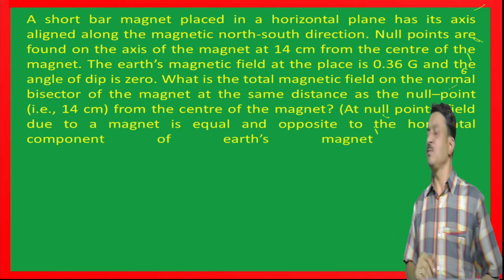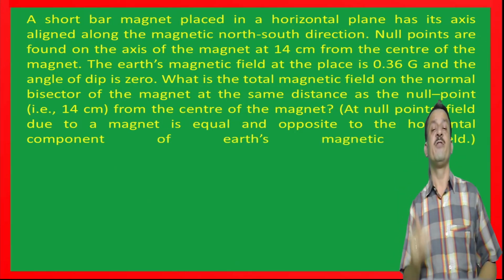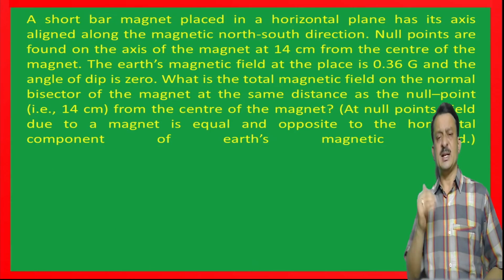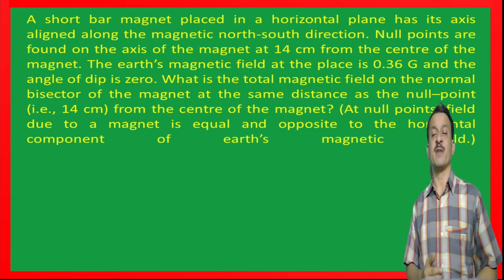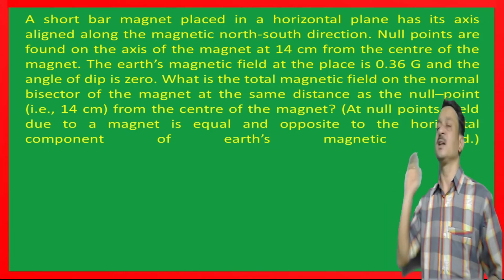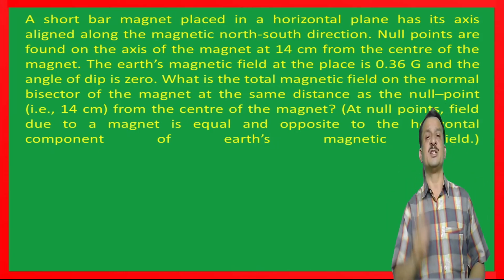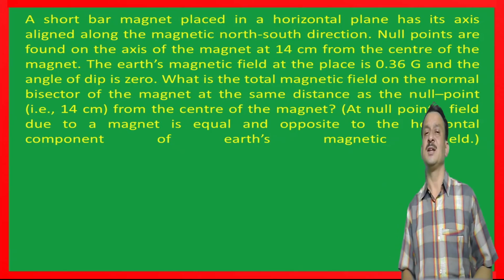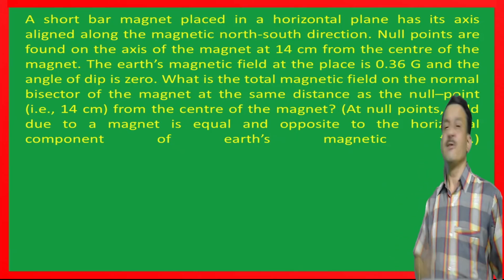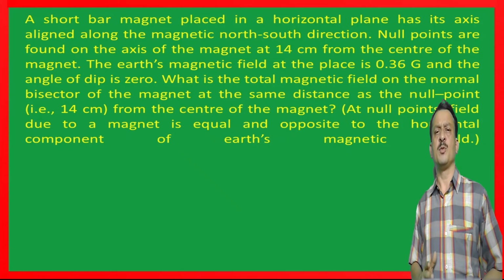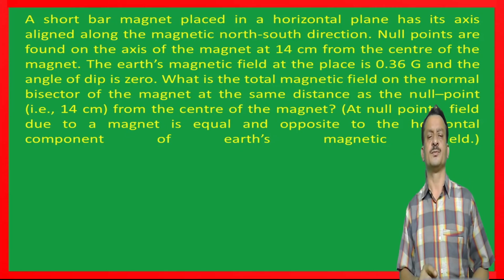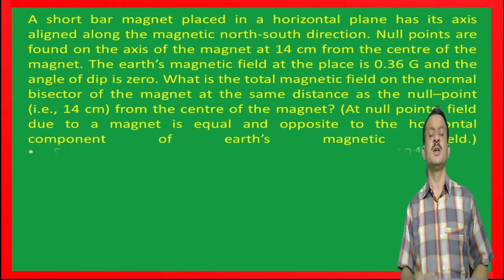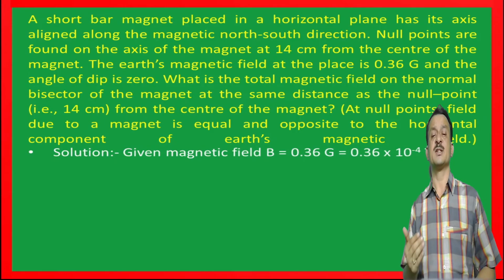Now they have given what a null point is. At the null point, the field due to a magnet is equal and opposite to the horizontal component of the Earth's magnetic field. If that is the case, then at that point the net magnetic field is 0. That point is called a null point. At the equatorial point, which is at a distance of 14 centimeter, we are going to work out the total magnetic field. Now the magnetic field is given as 0.36 Gauss.